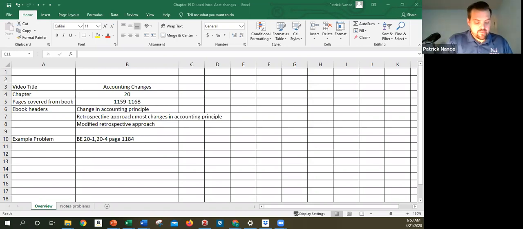So the retrospective approach, this is on the bottom of 1162 and over onto 1163, we report most voluntary changes in accounting principle retrospectively, meaning we report all previous periods' financial statements as if the new method had been used in all periods. So an example we have here on 1163, illustration 20-3, Air Parts Corporation used the LIFO inventory costing method at the beginning of 2018. Air Parts decided to change to the FIFO method. Income components for 2018 and prior years were as follows.